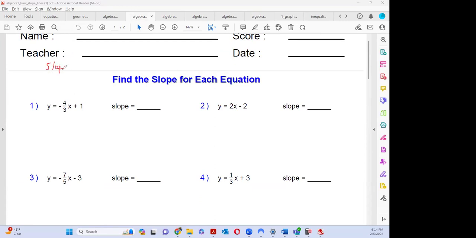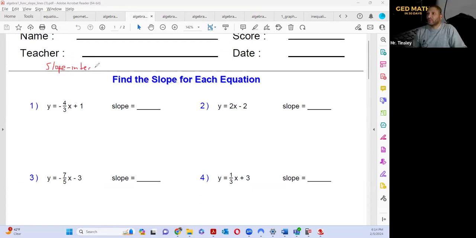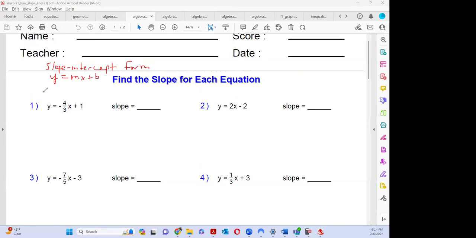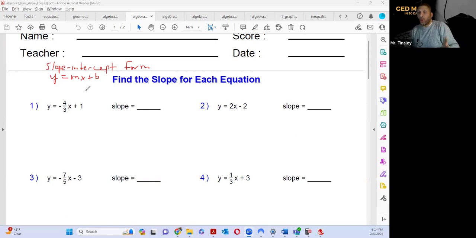Slope-intercept form. Slope-intercept form is y equals mx plus b. The form of your equation must look like this: y equals mx plus b.